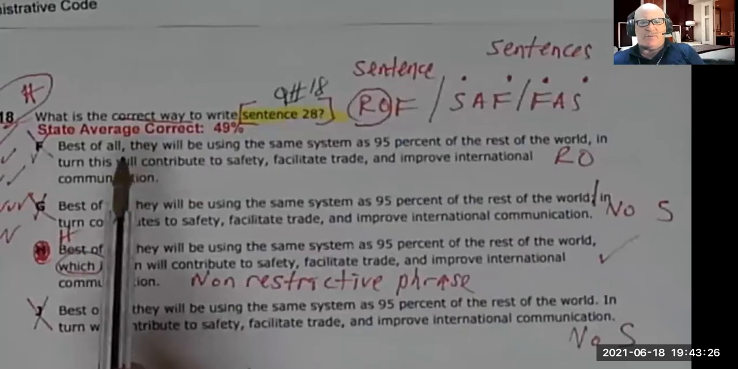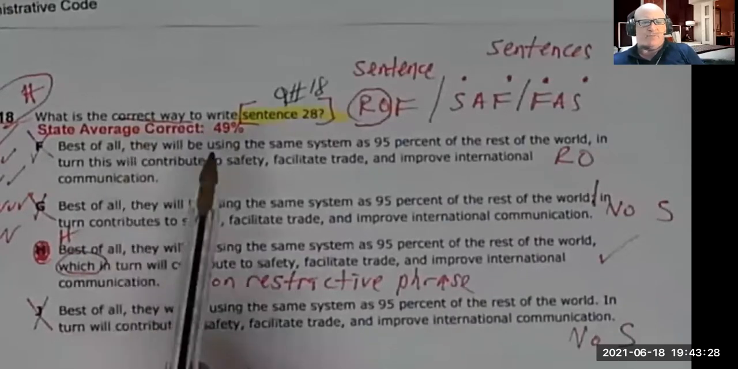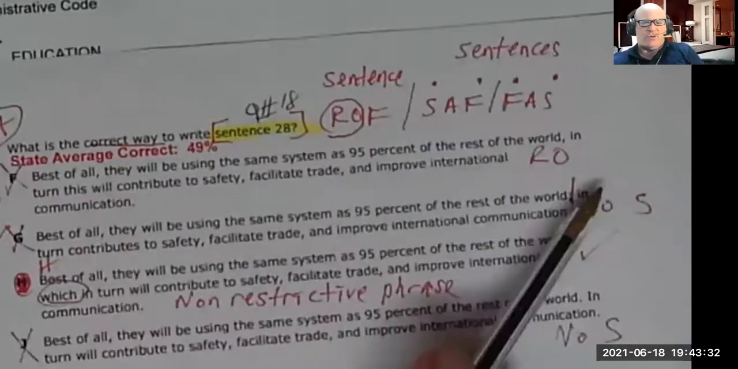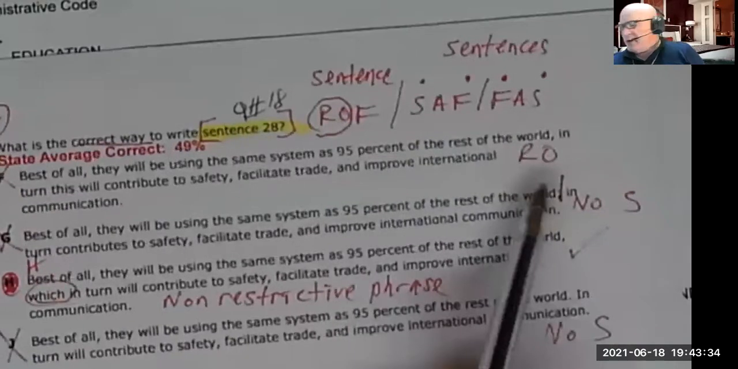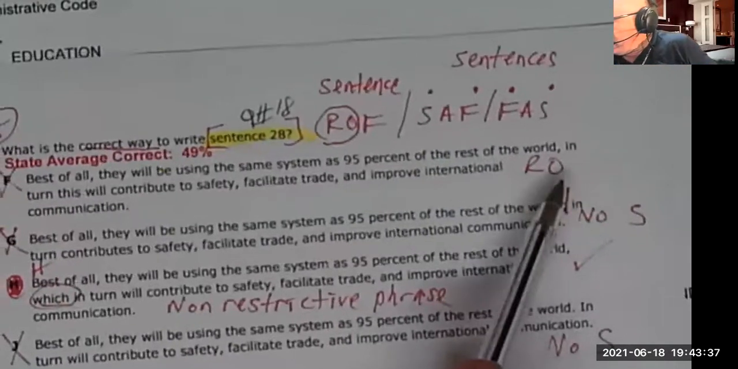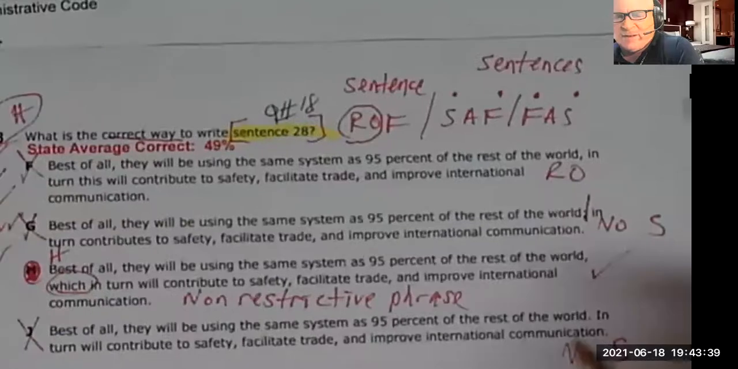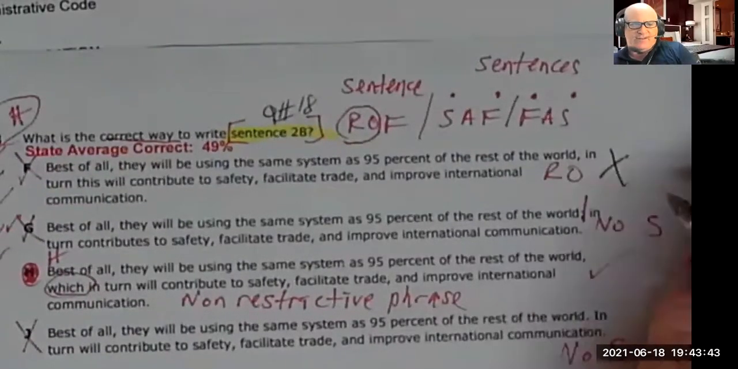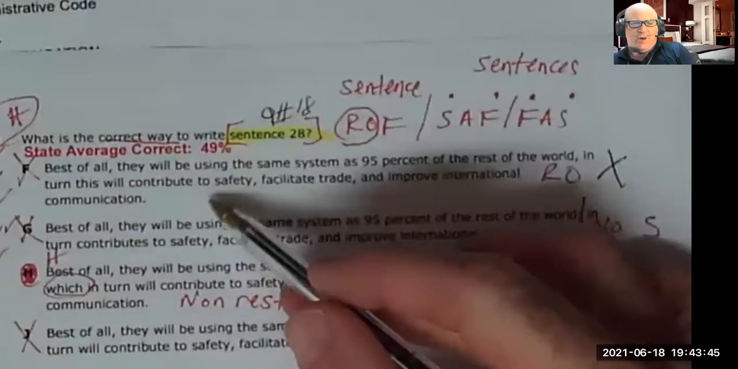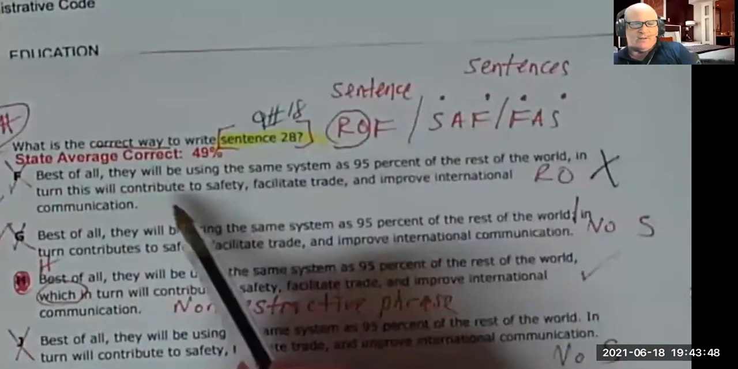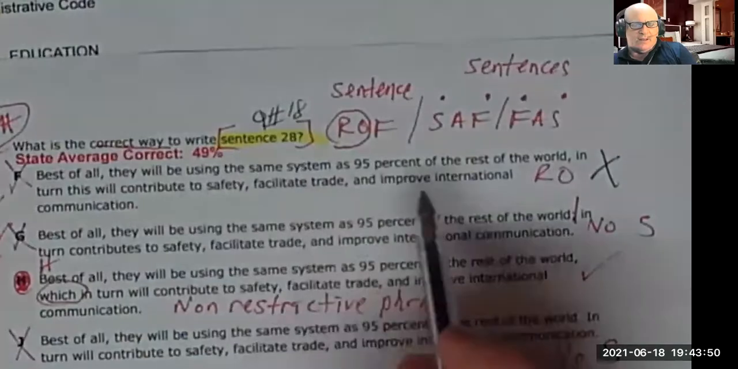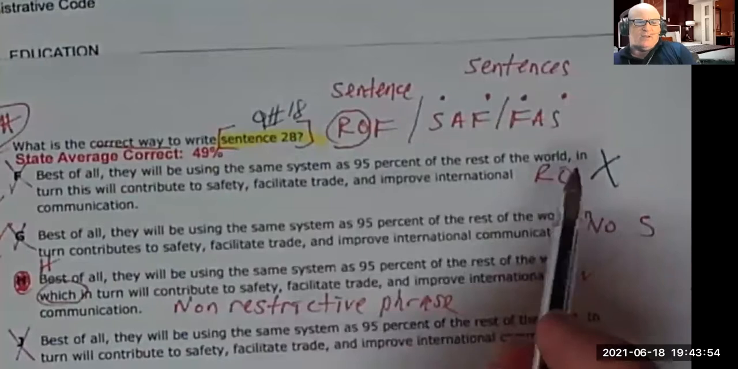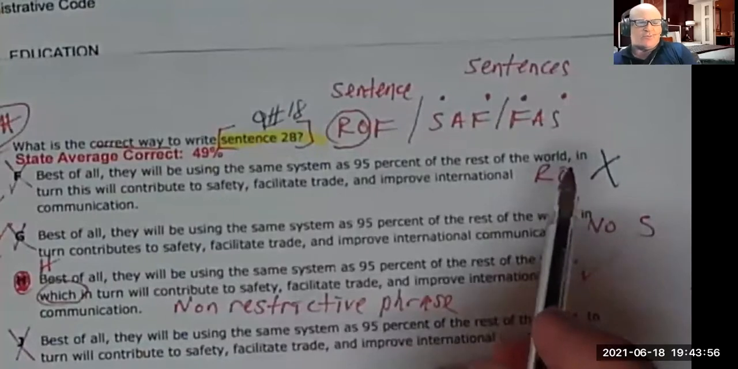They will be using the same system as 95% of the rest of the world, comma. In turn, we already said that that's a run-on, so you can't trade a run-on for another run-on. So I would suggest that you teach your kids to eliminate on the right side first before you eliminate on the left side where the letter is. So I'm not going to go on because I already know that we had a run-on if it's a comma with the word in. G is the correct answer.